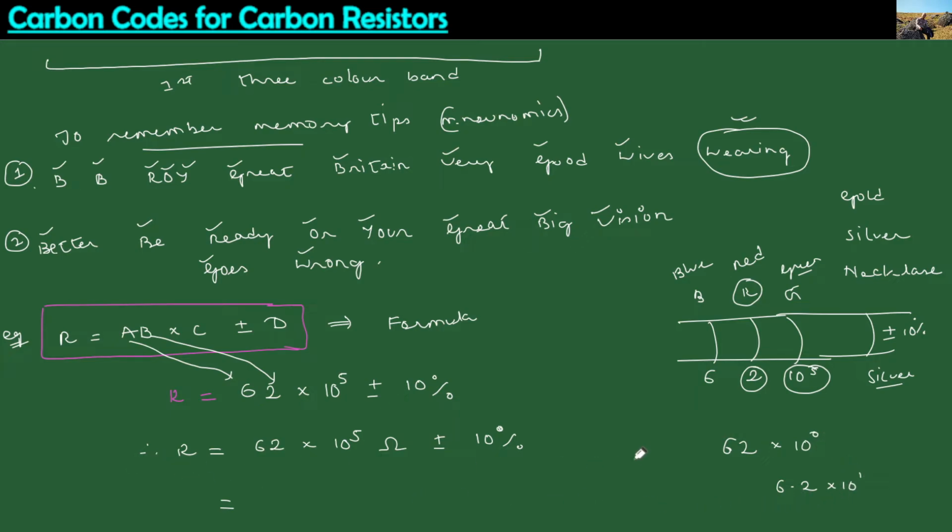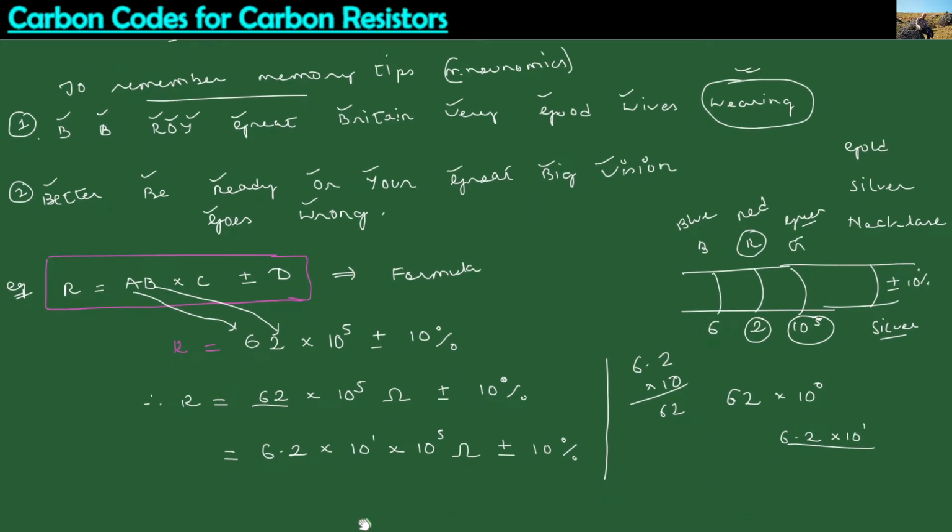Now from that simple example, suppose 6.2 into 10 to the power 1. 10 to the power 1 is simply 10. So you'll get 62. So from here I can rewrite this in terms of 6.2 into 10 to the power 1, and we have this 10 to the power 5 and ohms, plus minus 10%. Then 10 to the power 5 and 10 to the power 1 will give you 10 to the power 6 ohms plus minus 10%.